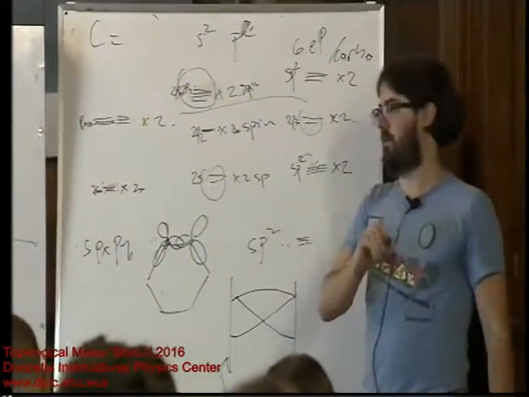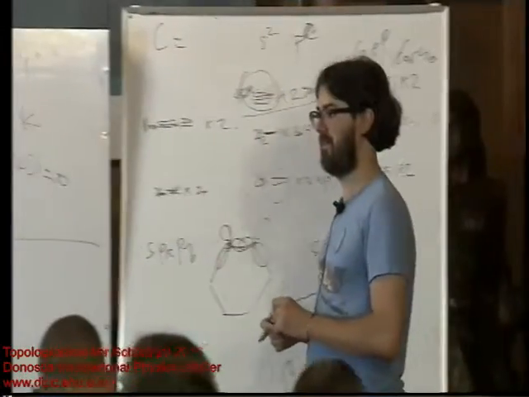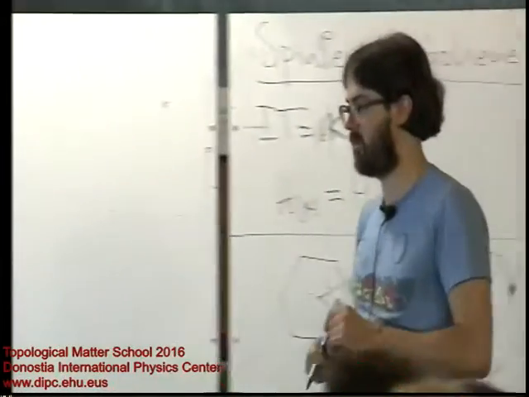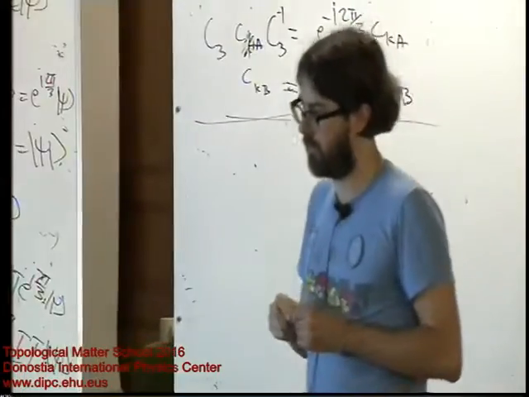Can I rephrase my question? If I do a generic tight binding model with, let's say, only nearest neighbor, so s orbitals, then this... With s orbitals, yes.